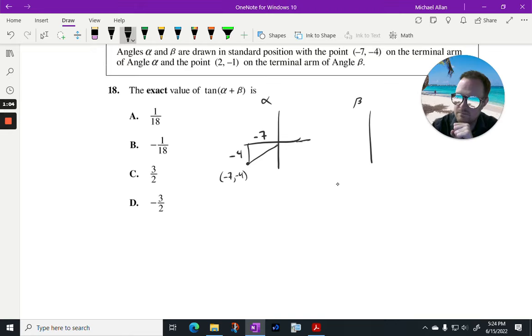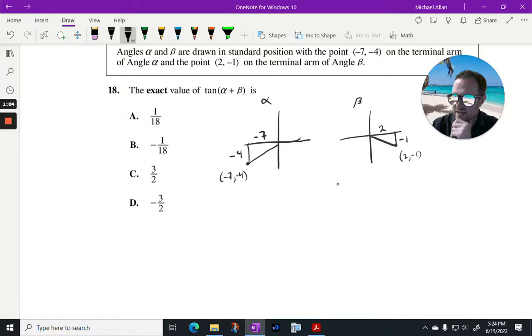Beta is at 2, negative 1. So right about there. 2, negative 1. Cool. And again, I don't know if I need to find the hypotenuse here. There's no square roots or anything, so I'm assuming I'm okay here.